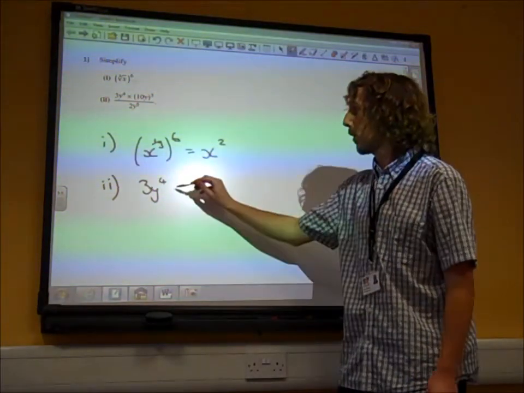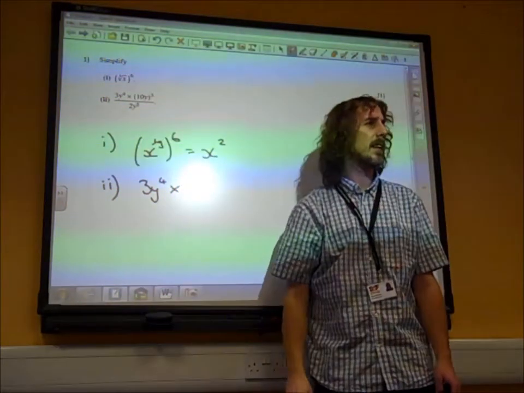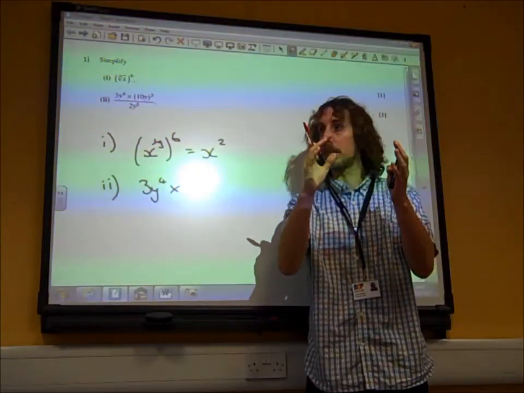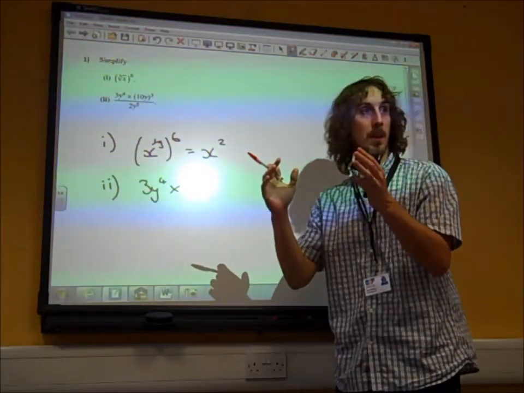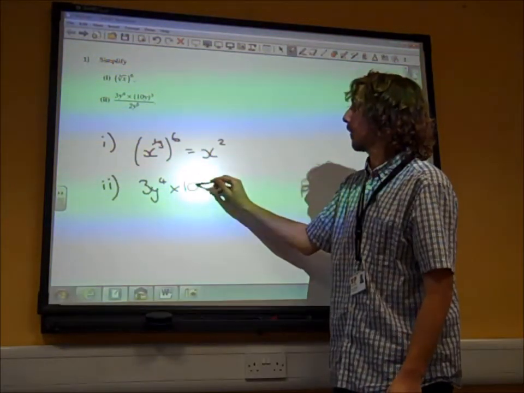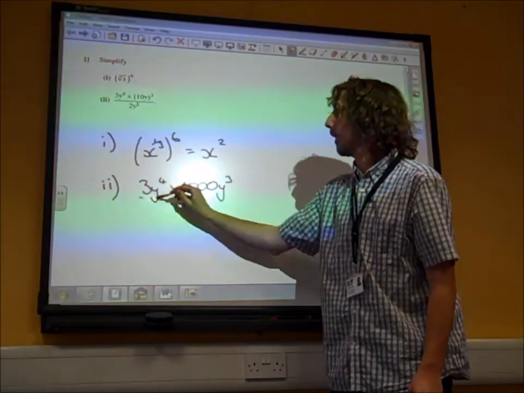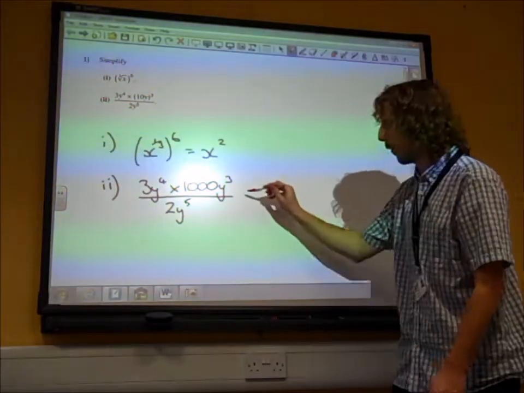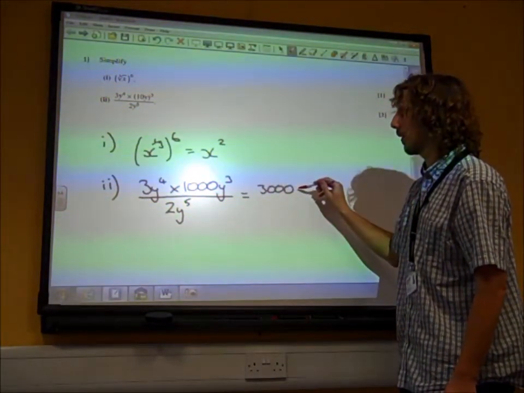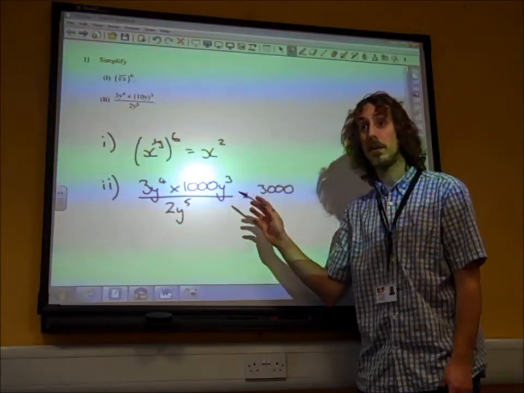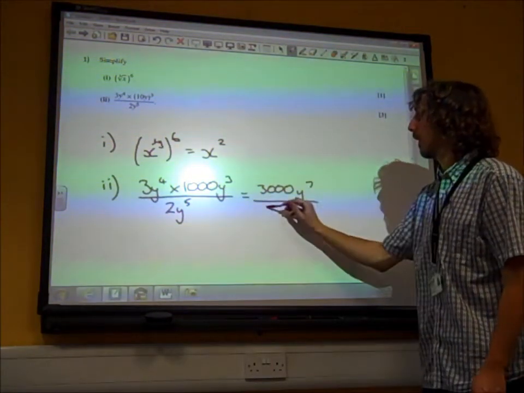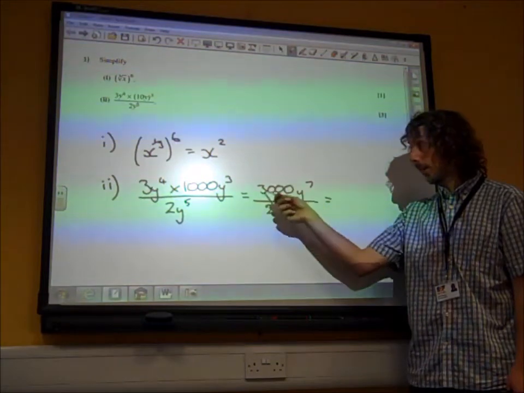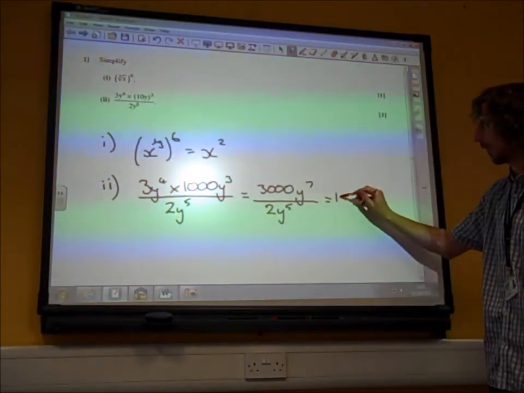The next one. Let's tidy this up. We've got this 10y cubed. Now 10y cubed, that's everything inside that bracket cubed, isn't it? So that's going to be 10 cubed and y cubed. So 1,000 y cubed divided by 2y to the 5. If we simplify that a bit more, we've got 3,000, and y to the what would we have here? 7. So we'd add the powers over 2y to the 5. At which point we will divide the 3,000 by 2 to get 1,500.